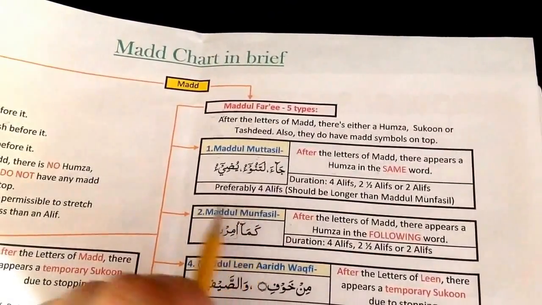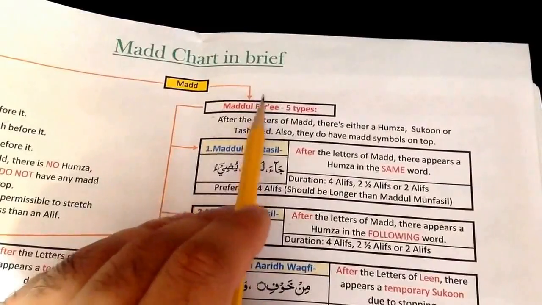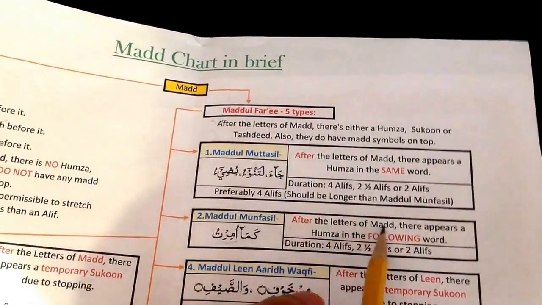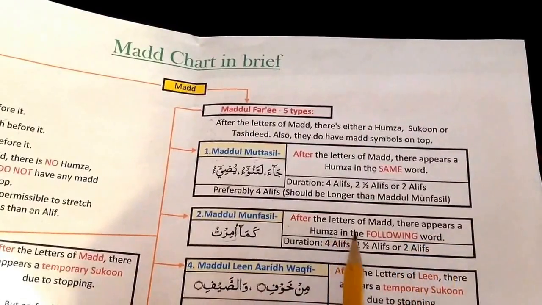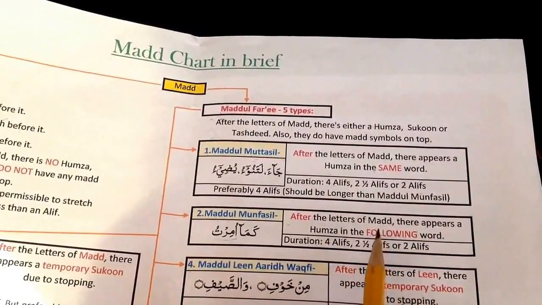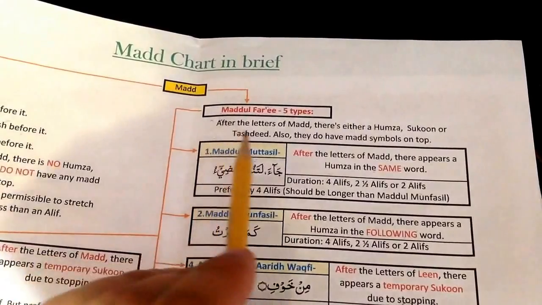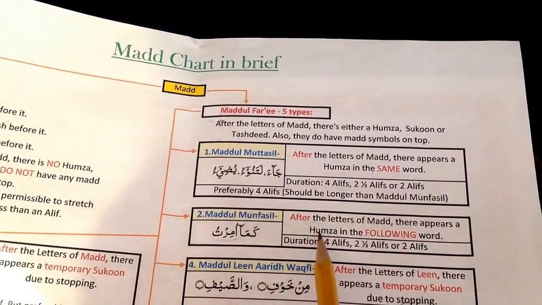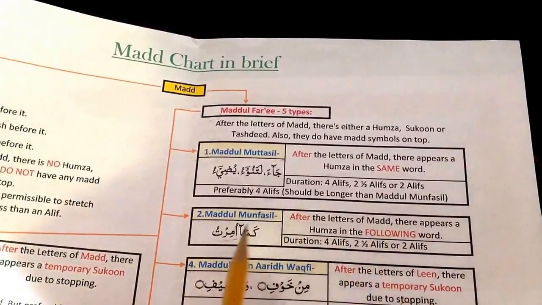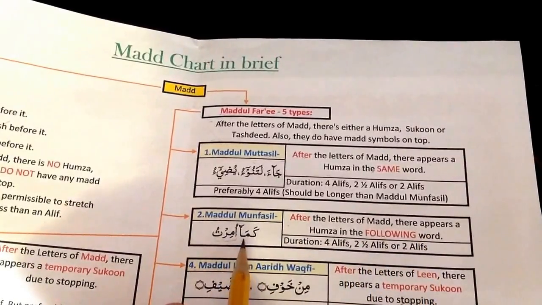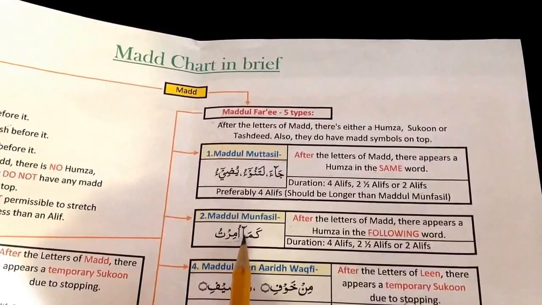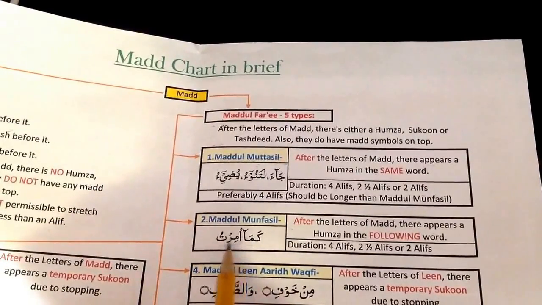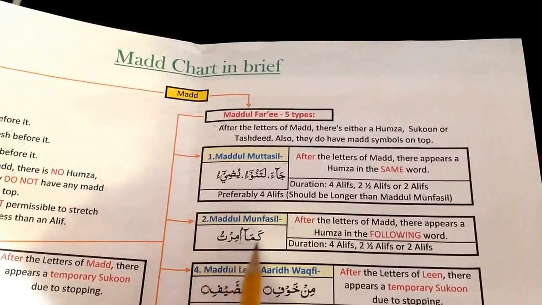Maddul Munfasil. That is the second type of Maddul Far'i. So what is Maddul Munfasil? After the letters of Mad, there appears a Hamza in the following word, or should I say in the next word. Maddul Muttasil is Hamza in the same word, but for Munfasil, Hamza in the following word. If you look at this example, Kama Umirtu, after the letters of Mad, you see this Alif with the Zaba before it, right after that there's a Hamza in the next word, not in the same word.